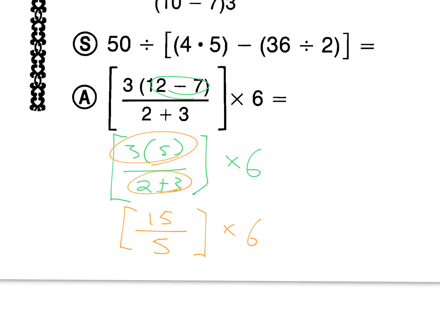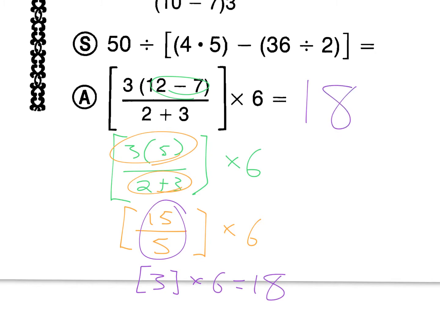Remember that you still have to do this first. Everything in here has to be simplified because it's still in a group in these brackets, which do the same thing as parentheses. Now that the top and the bottom of my fraction are simplified, I can actually divide. 15 divided by 5 is 3, and that's the only thing left in there, times 6, so that's going to be 18. So 18 is the answer to this one.